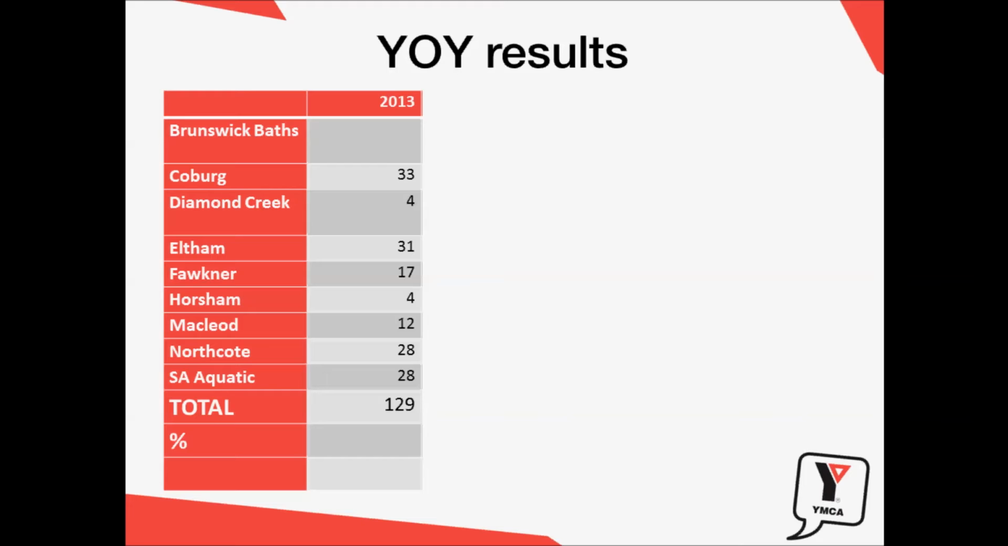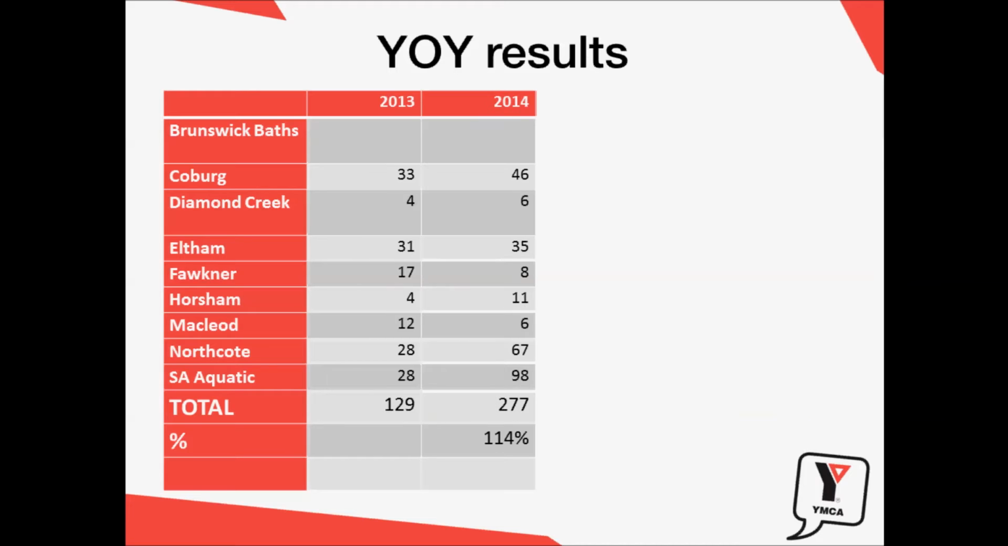You'll see I've left Brunswick Baths out there for now just because they had some closures over this period. I didn't want to throw out the results. 129 memberships over 5 days, not too shabby at all. Come 2014, when we ran the micro campaign, we had more than double the number of memberships sold, up by 114%, 277 memberships sold through that period. Some really exciting results. Some centres tripled. You can see SA Aquatic did more than triple the number of memberships over that 5-day period.